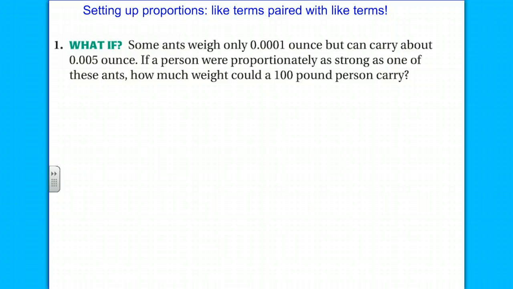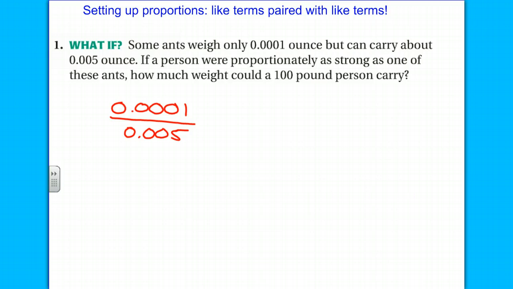Okay, how would you set this up? So, I figured out that 0.001 times 50 equals how much it can carry. Okay, but I want you to set up a proportion. So if we begin, I think I have to calibrate real quick. So just a second, let me pause this.